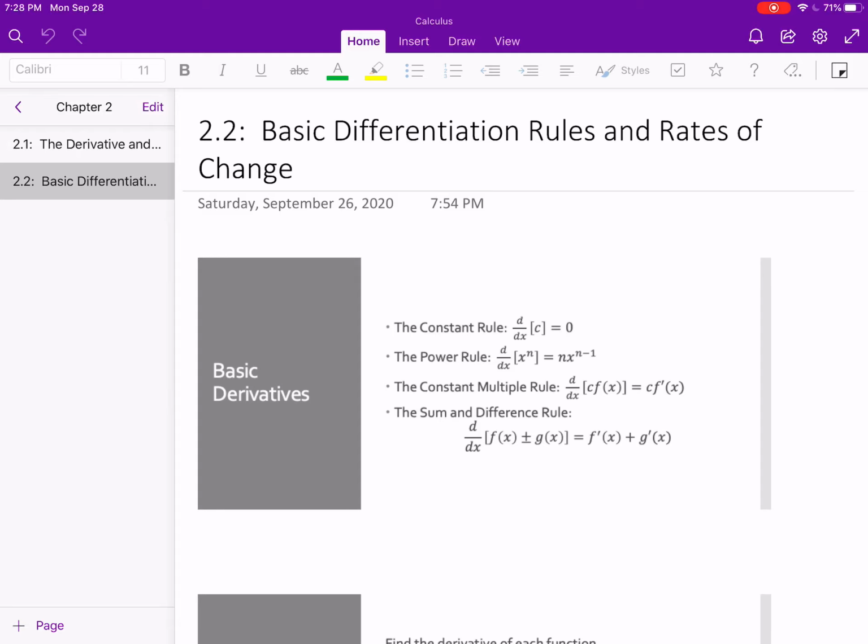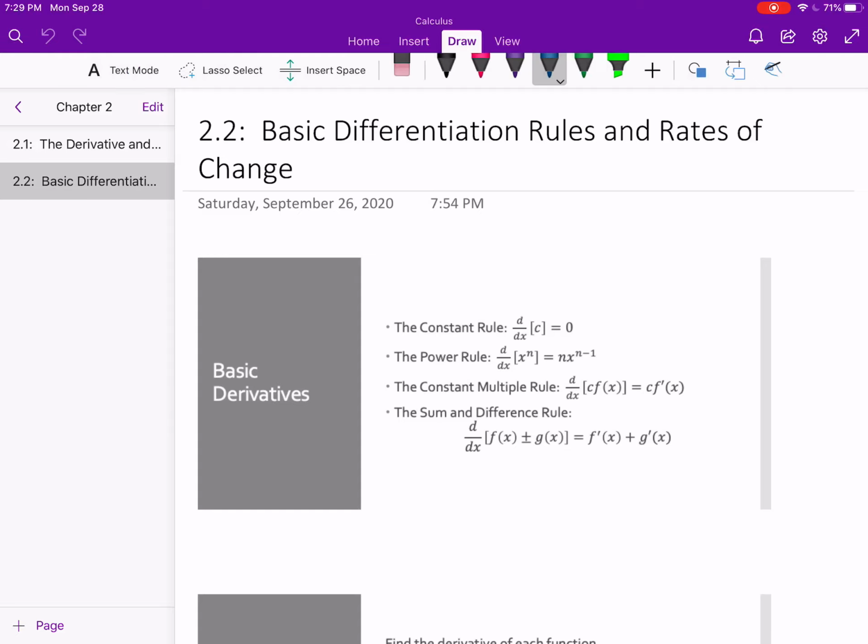This is section 2.2, Basic Differentiation Rules and Rates of Change. In the last lesson, we learned how to take the derivative of a function using the definition of a derivative with a limit. And today we're going to learn some short differentiation rules that are going to make it a lot easier so we don't have to do limits every single time.